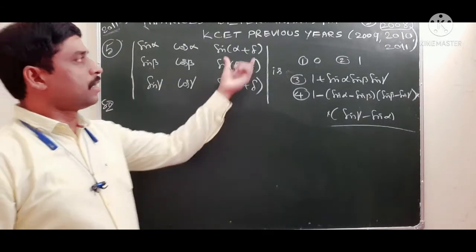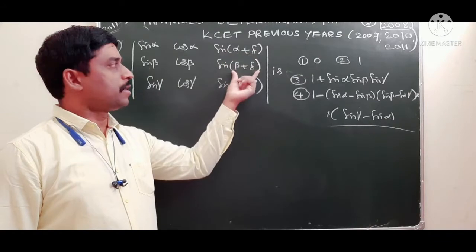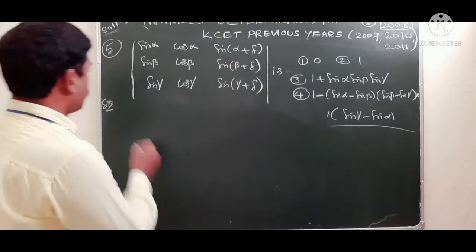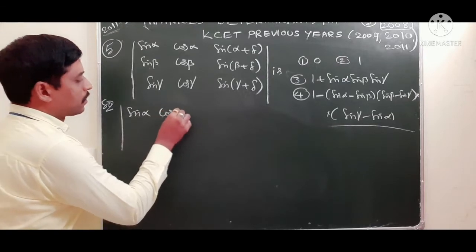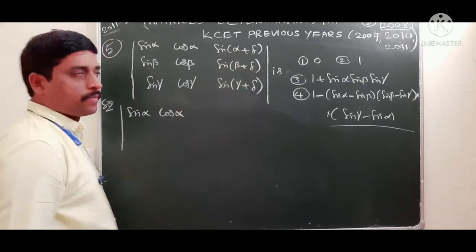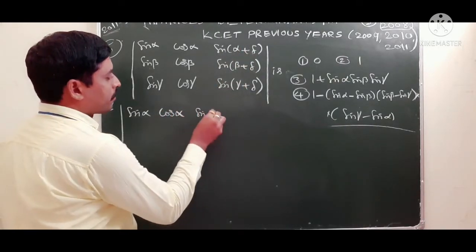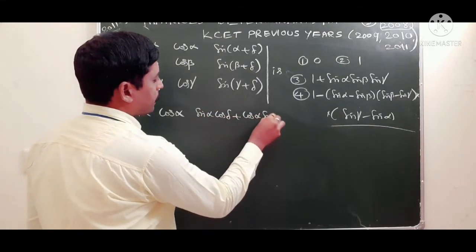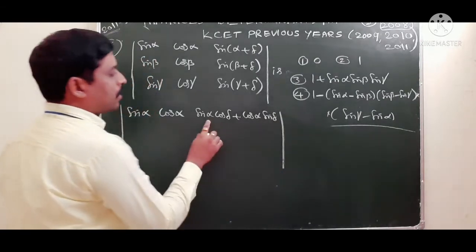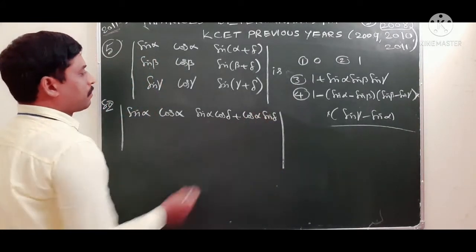First, by using the sin(A+B) formula. First write sin alpha, cos alpha. So by using the sin(A+B) formula, sin A cos B plus cos A sin B. Sin alpha cos beta plus cos alpha sin beta.